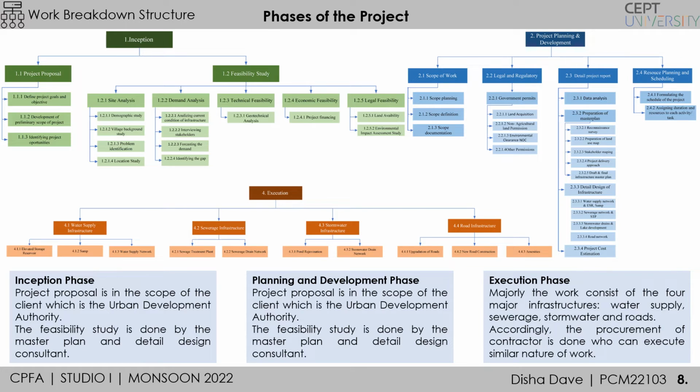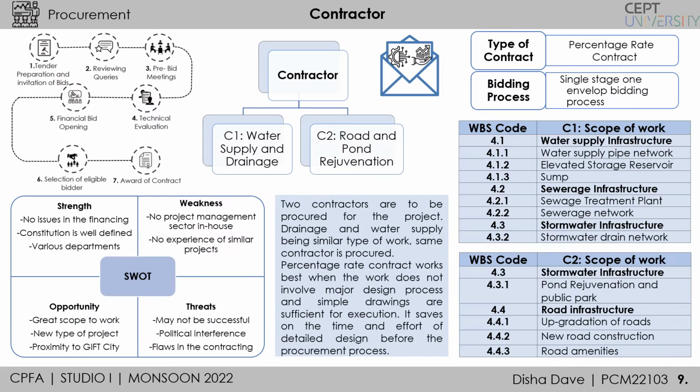The fourth is the road infrastructure. There are three major components of upgradation of road: new road construction, and amenities like street lights, bus stops, paver blocks, footpaths, and all are going to be provided. Coming on to the procurement part of the project, majorly two contractors and one consultant are being procured, as discussed earlier. Also, two PMC would be procured.